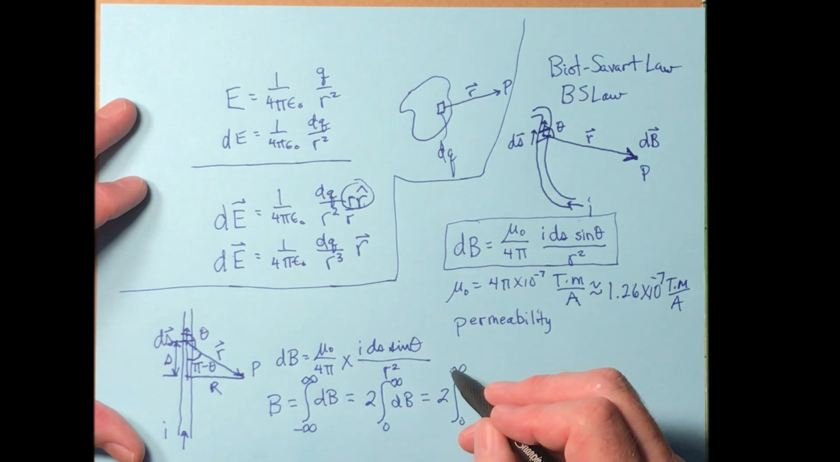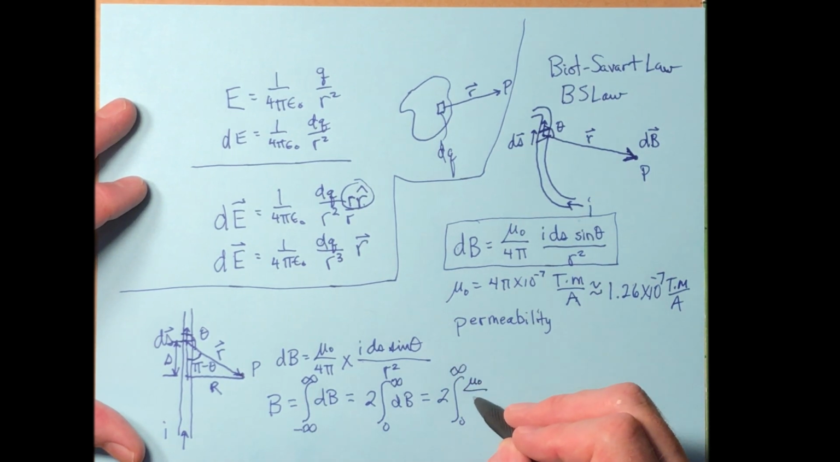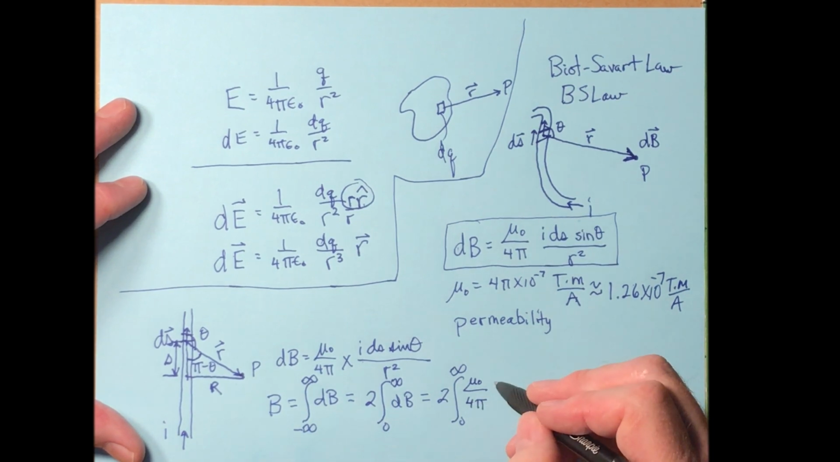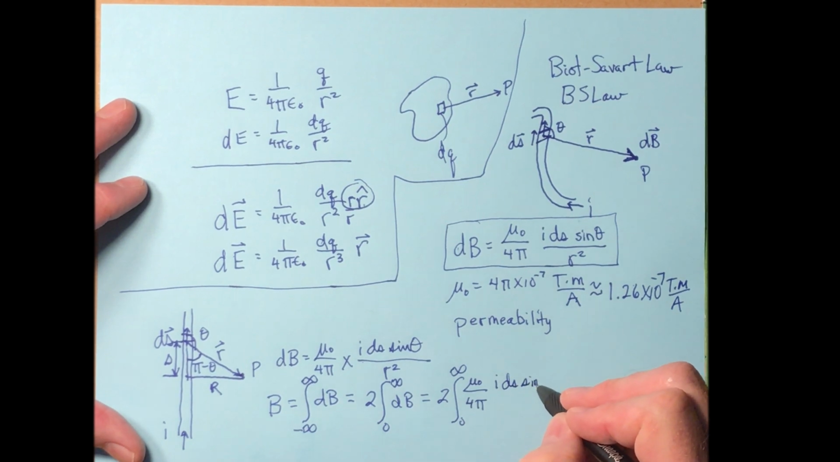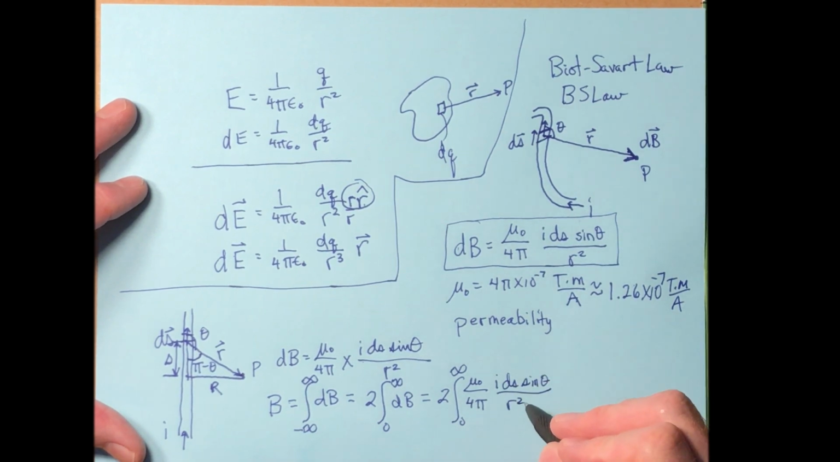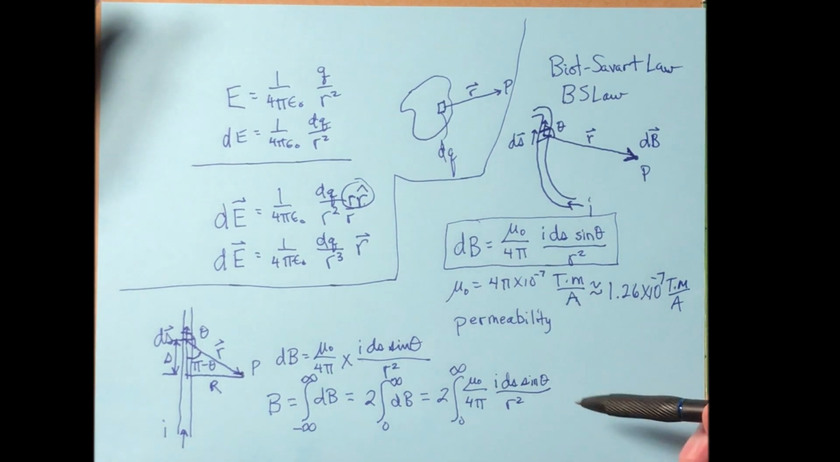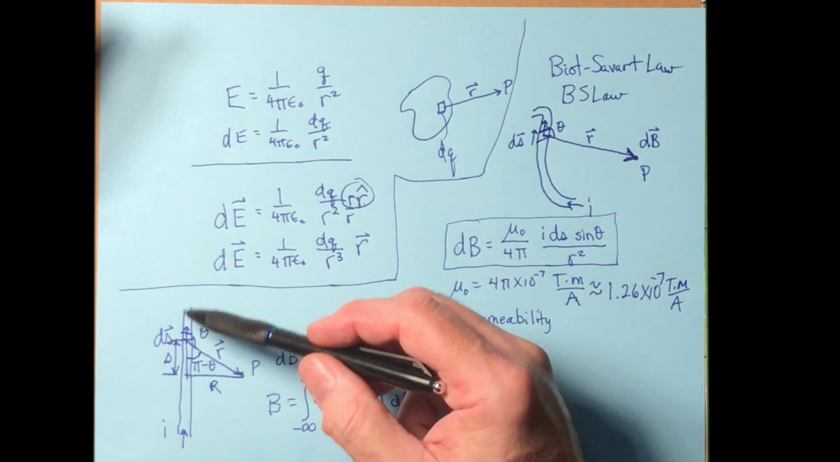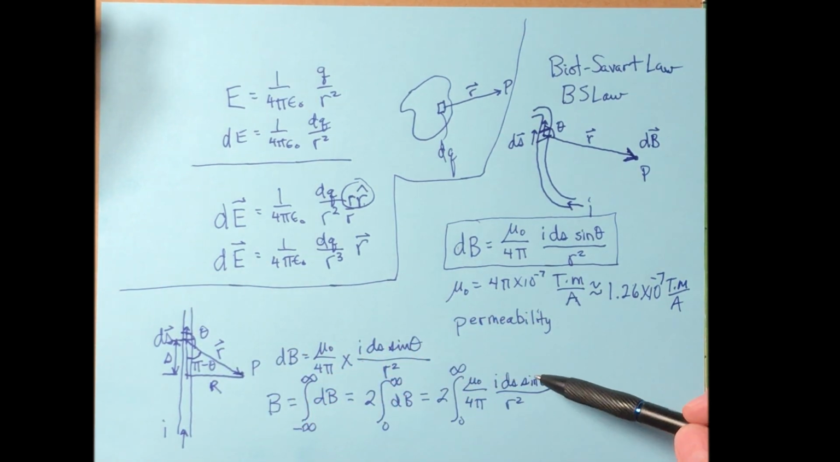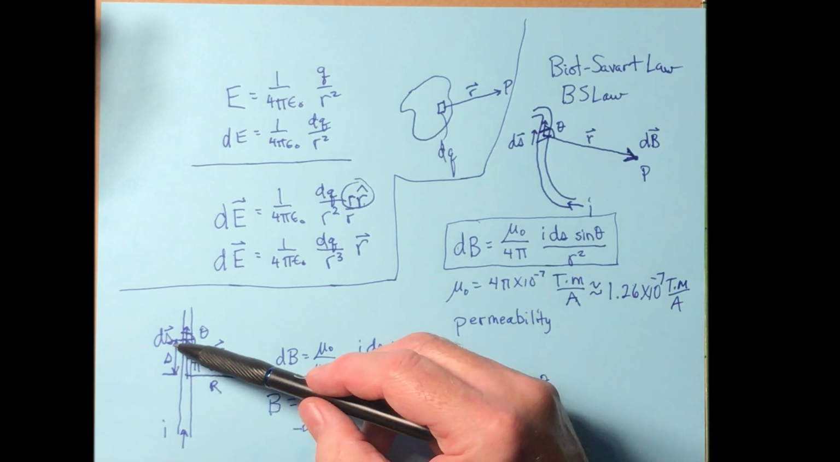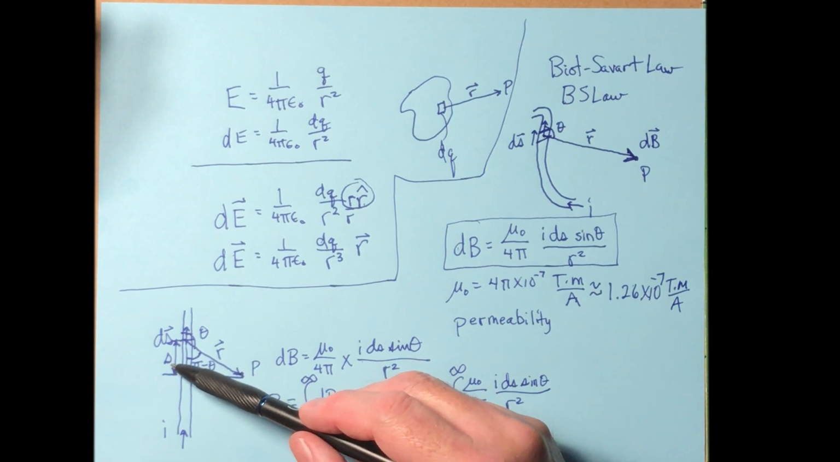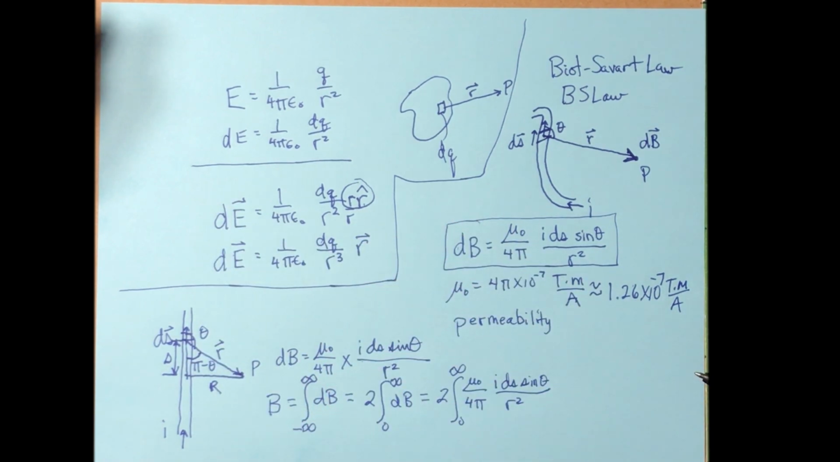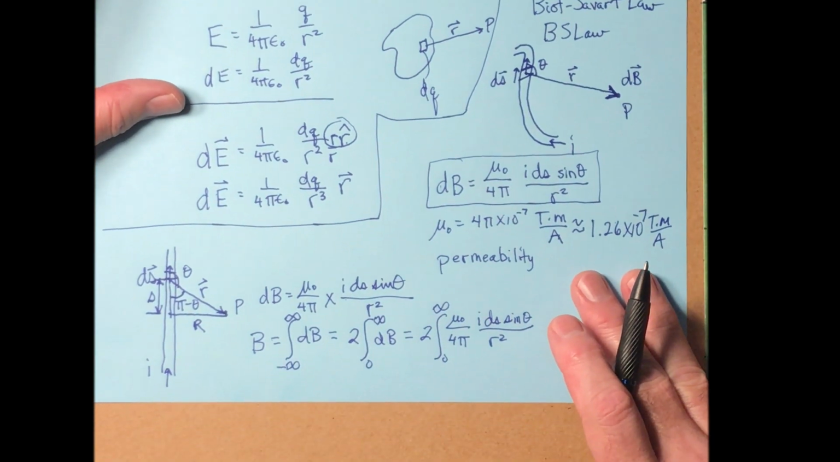Okay, let's plug this in. Integral from 0 to infinity of mu naught over 4 pi, those are constants, times I ds sine of theta over r squared. There are three variables here though. Theta is going to change as we integrate up and down this length. S is also going to change. The big S, not the ds, is going to change as we increase up the path. And also r is going to change as we get farther up. So we've got those three variables here, but those three variables are related to each other.